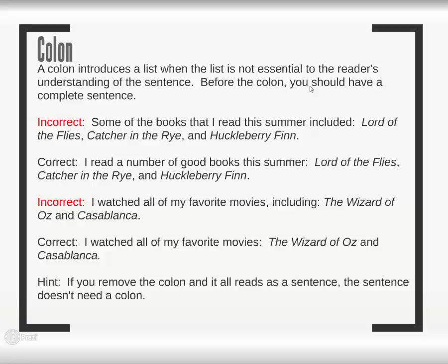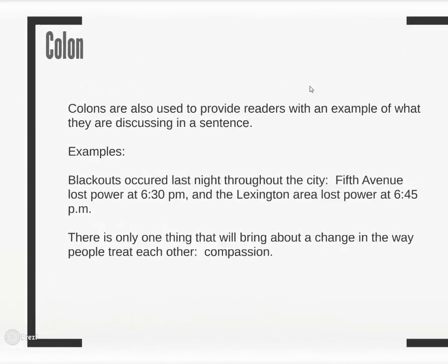So in the first example, some of the books that I've read this summer included, right? That's not a complete sentence. You can just remove that colon and you have a fine, beautiful list in your sentence. Second example, I've read a number of books this summer. That is the end of a thought, and then you give the list. Colon, Lord of the Flies, Catcher in the Rye, Huckleberry Finn. Right. Next example is exactly the same. Look at it at your own pace.